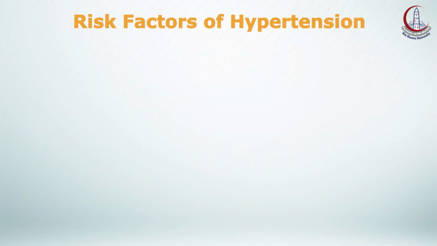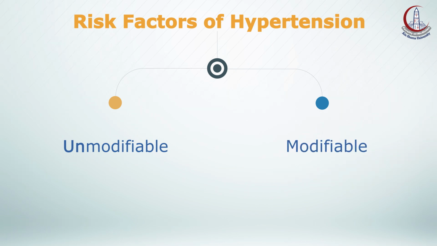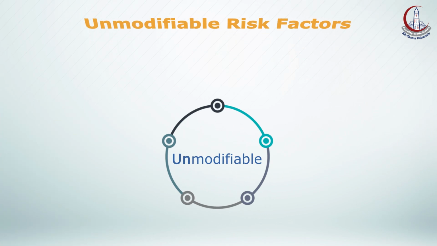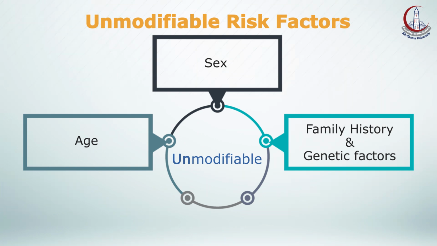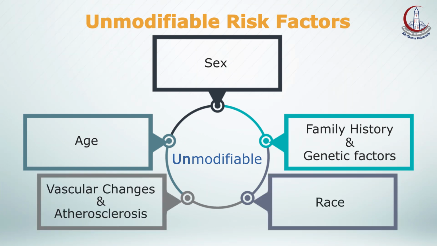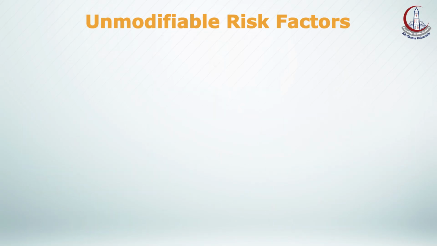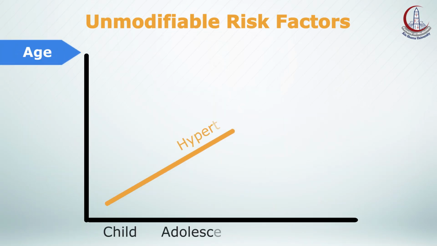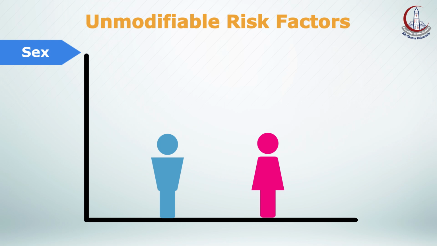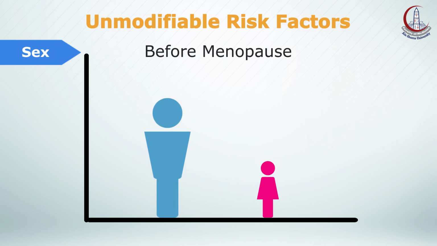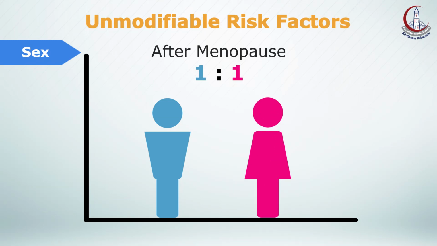Risk factors of hypertension include unmodifiable risk factors and modifiable risk factors. Unmodifiable risk factors include age, sex, family history and genetic factors, race, vascular changes and atherosclerosis. Regarding age, blood pressure increases constantly with age. As for sex, blood pressure is higher in males than females until menopause. Then the ratio changes from 2:1 to 1:1 due to the decline of estrogen hormone in females after menopause.